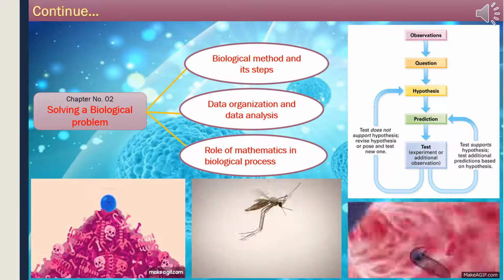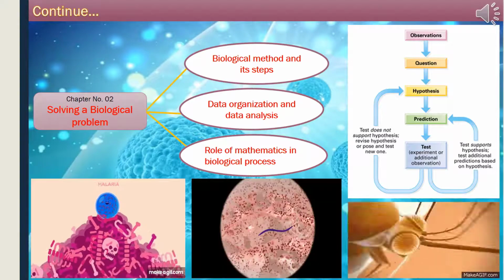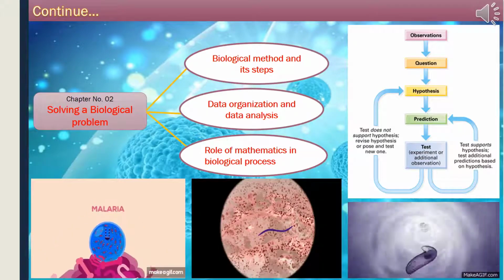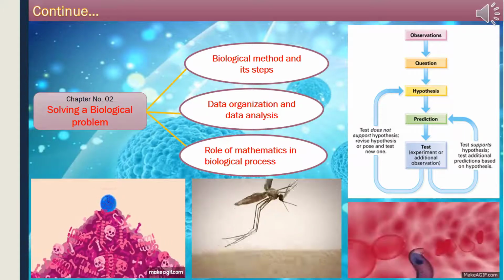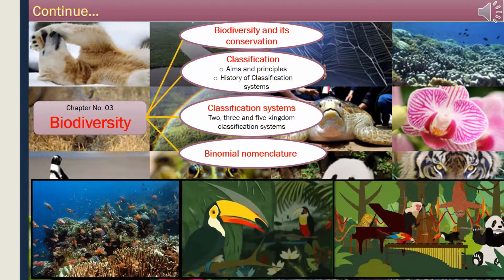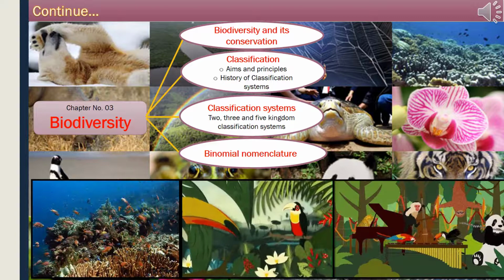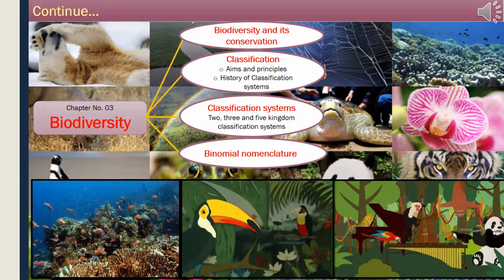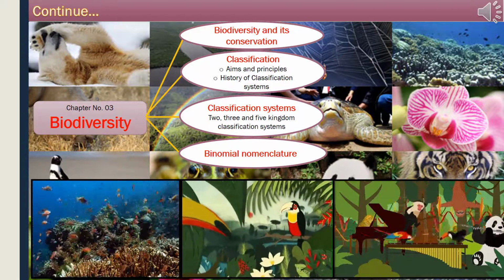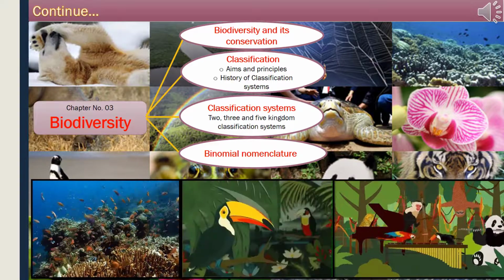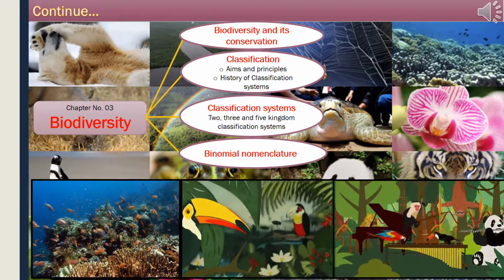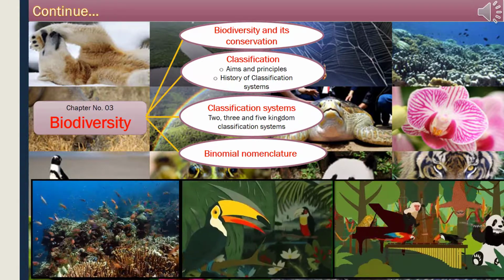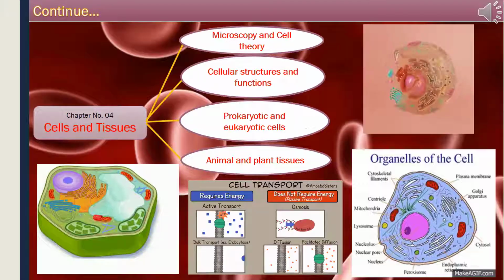Chapter number 2 is solving a biological problem. In this chapter, we will discuss the biological method and its steps, data organization and data analysis, and the role of mathematics in biological process. Chapter number 3 is biodiversity. In this chapter, we will discuss biodiversity and its conservation, and classification. Classification includes aims and principles of classification, and the history of classification systems. Classification systems are 2 classification system, 3 classification system, and 5 kingdom classification system. Also we will discuss binomial nomenclature.